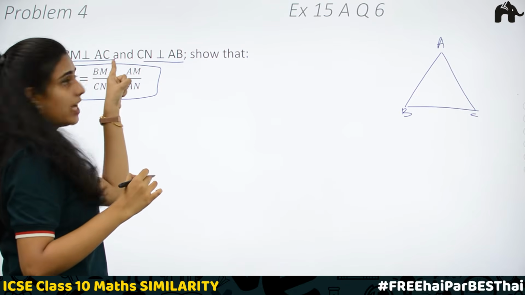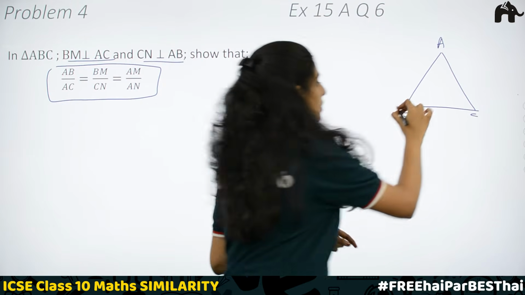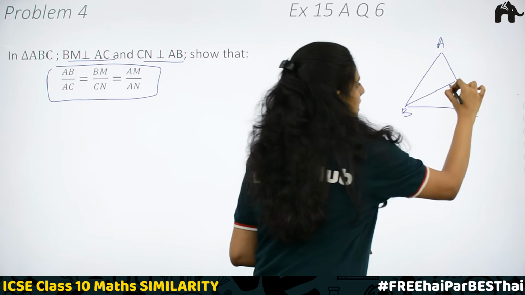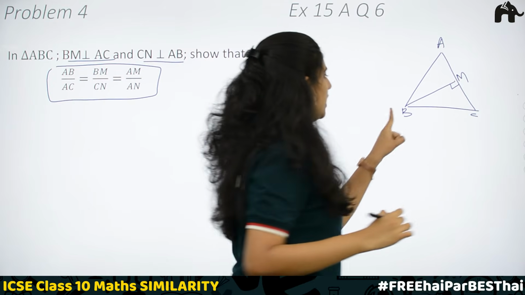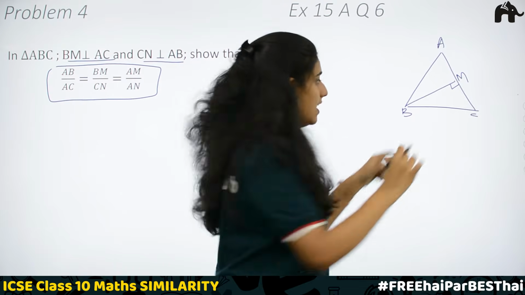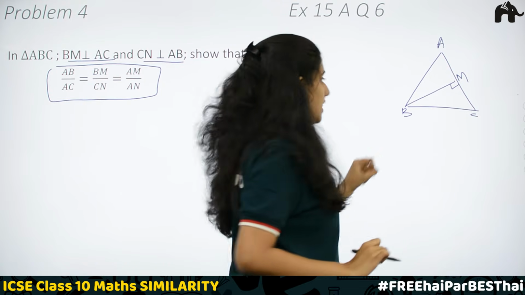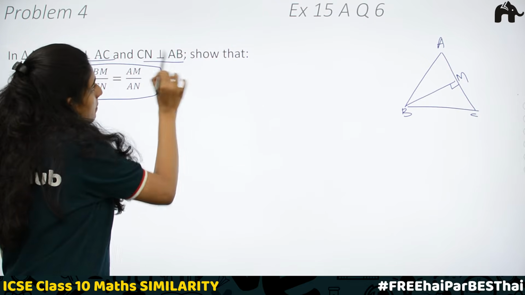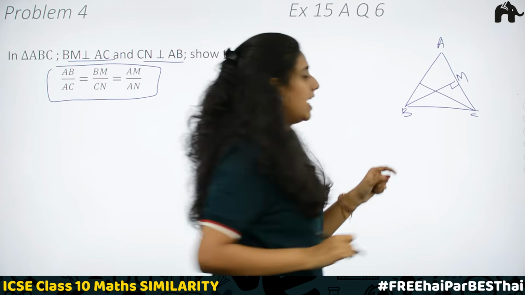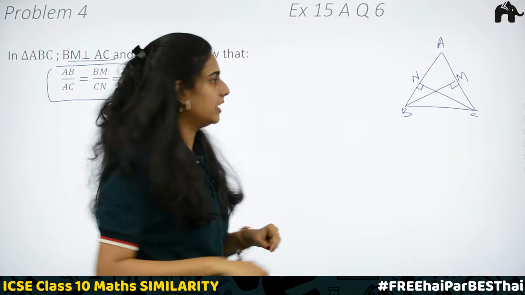BM perpendicular to AC. From B, I am going to draw a perpendicular. Perpendicular means it should meet this line AC at an angle of 90 degrees. So this is the required BM. From the vertex B to the opposite side AC, I am drawing a perpendicular. When you draw a perpendicular, the angle will be 90 degrees. Similarly, we have CN perpendicular to AB, from vertex C to the opposite side AB at N, angle 90 degrees.